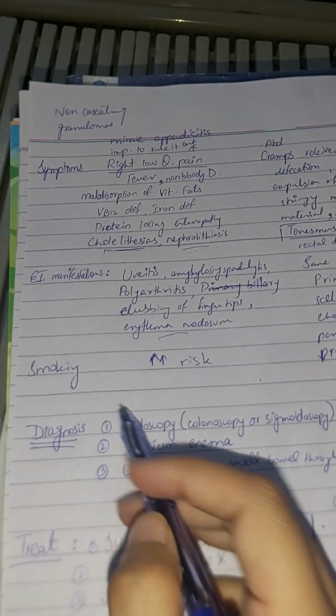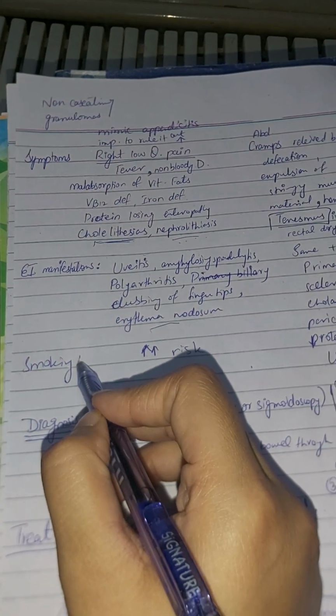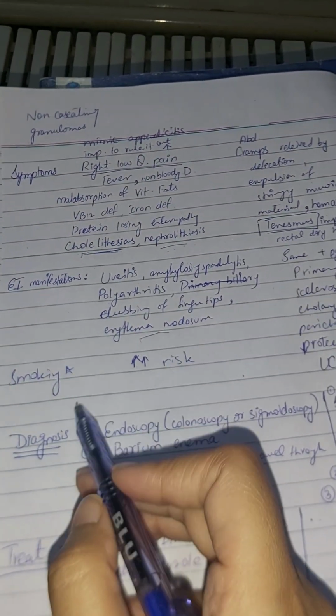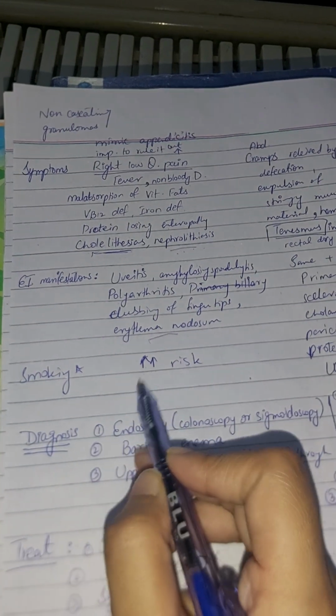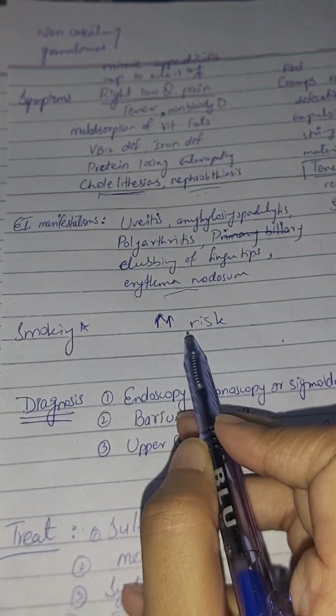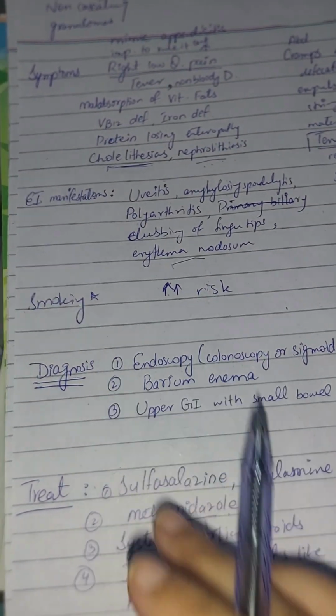And a very important point is smoking. Smoking is a major risk factor in Crohn's disease. So patients of Crohn's disease should avoid smoking.